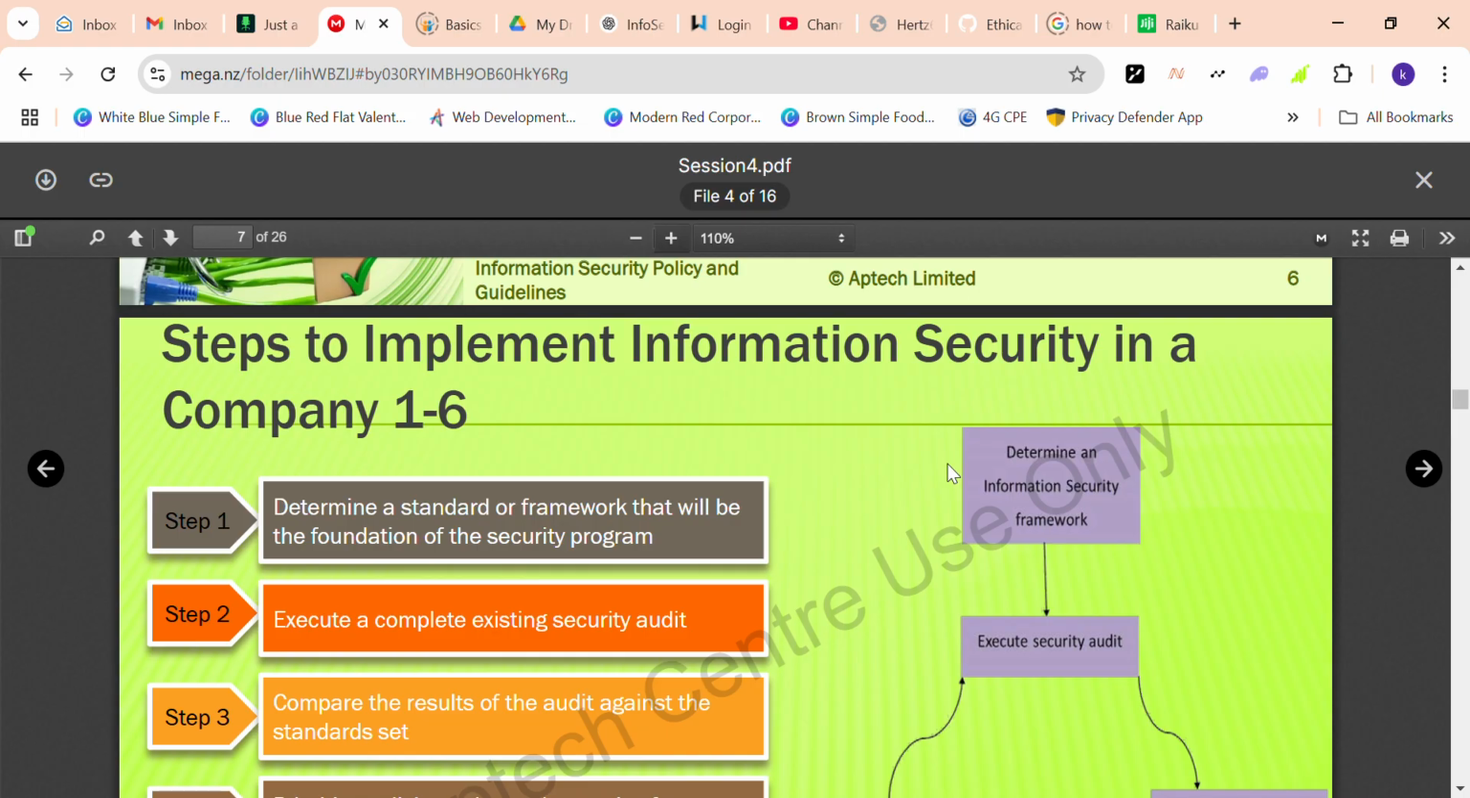Number 2, execute a complete existing security audit. Use already existing security audit.